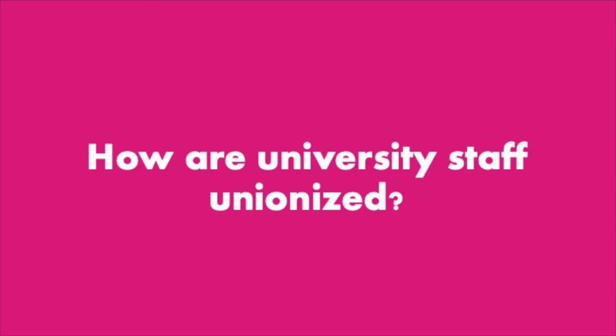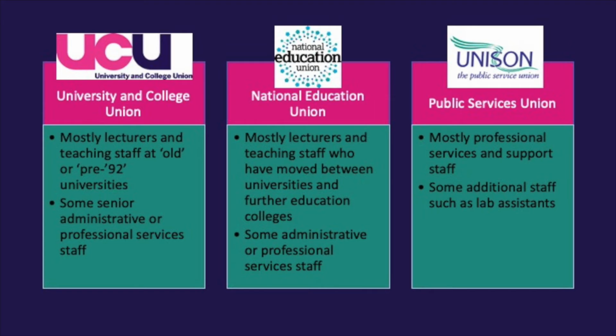So how are university staff unionised? Generally, university staff who are members of a union are members of one of the following three organisations: the University and College Union, the National Education Union, or the Public Services Union. As with most organisations of this type, members pay a small subscription fee.